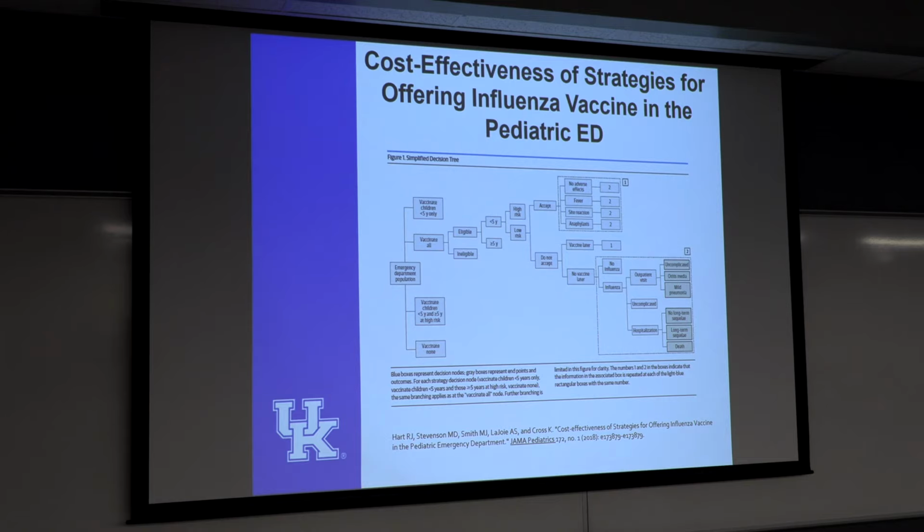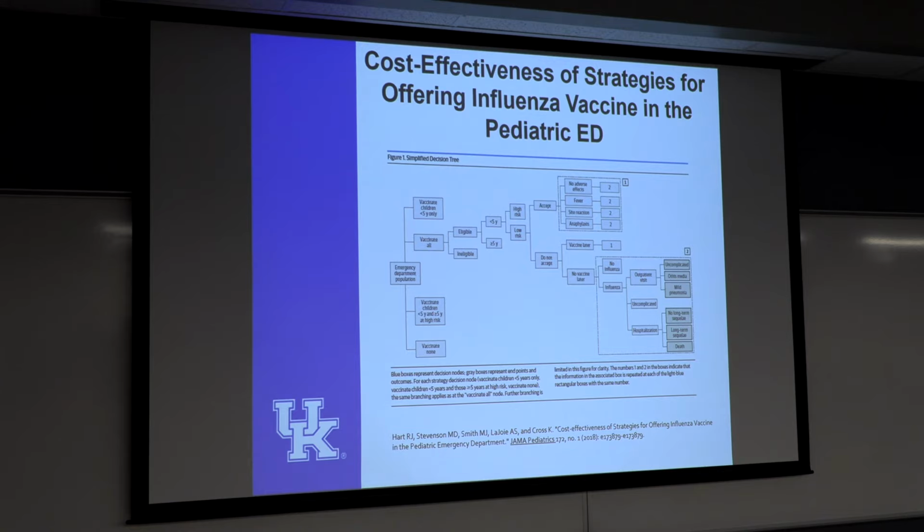This is an example of a decision tree that was published in JAMA Pediatrics, where they're looking at strategies for offering influenza vaccine in the pediatric ED. And here are the strategies: vaccinate only children under 5, vaccinate all kids who come in, vaccinate only high-risk kids, and don't vaccinate at all.